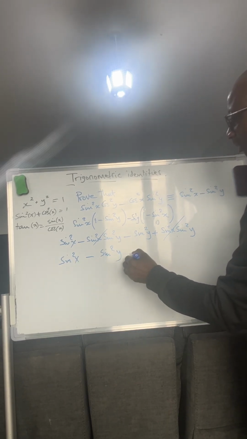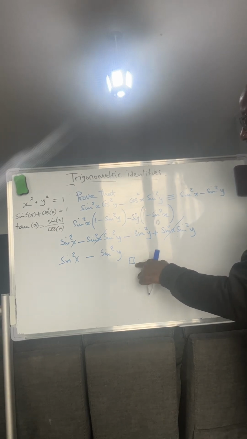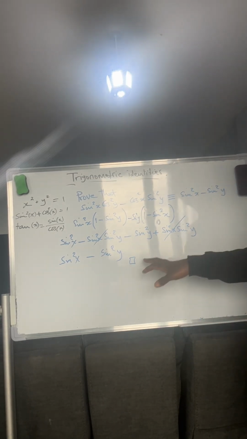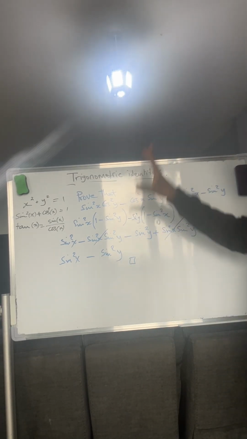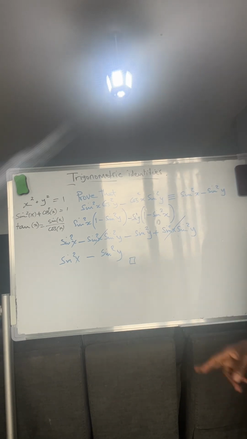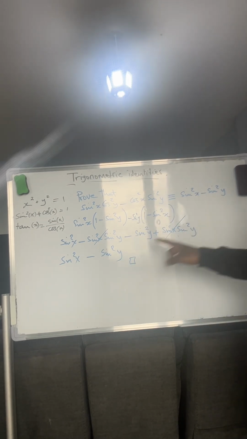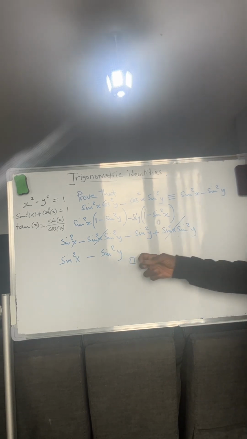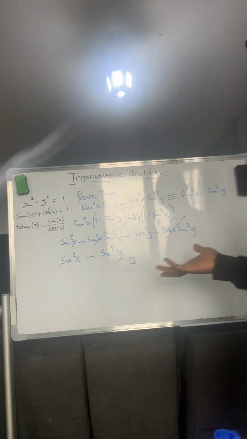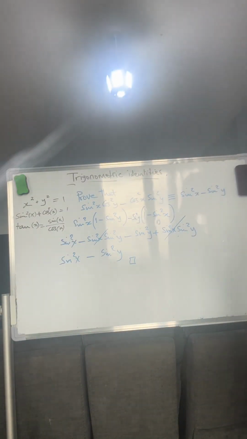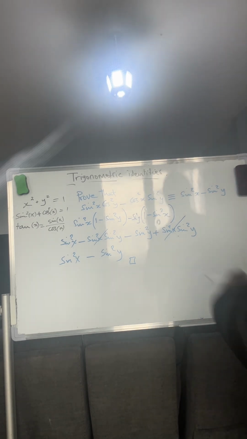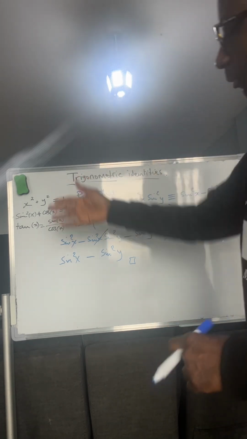So you will do this when you reach the end of a proof. It asks you to prove something, you reach the end, you just put this square box. So now we have sine squared x minus sine squared y, sine squared x minus sine squared y is proven, just by simply using the trigonometric functions we have.